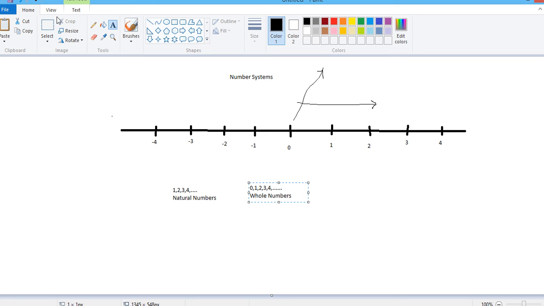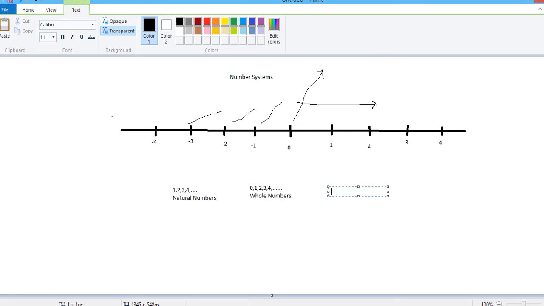Now if the guy picks -1, -2, -3 and so on, all of these negative numbers also, so what will be in his basket? That is -3, -2, -1, 0, 1, 2, 3, 4, all of the things. Behind -3 there are also many negative numbers. Then this is called integers.